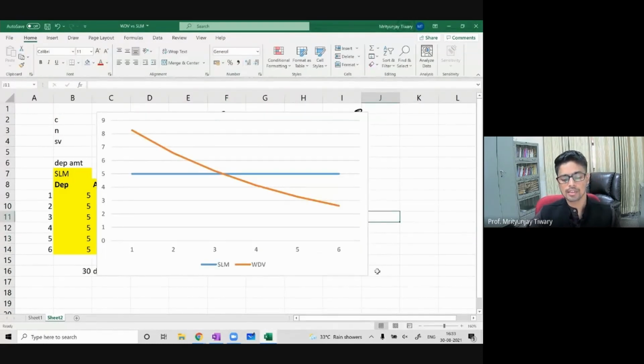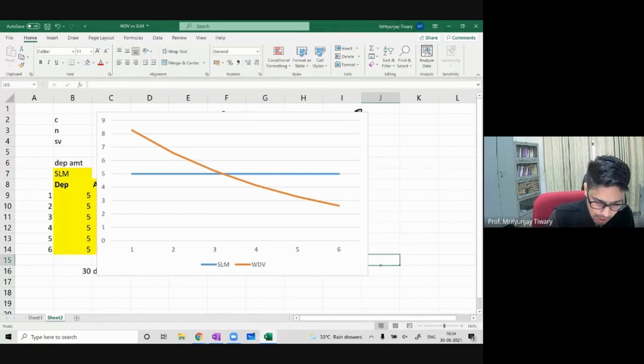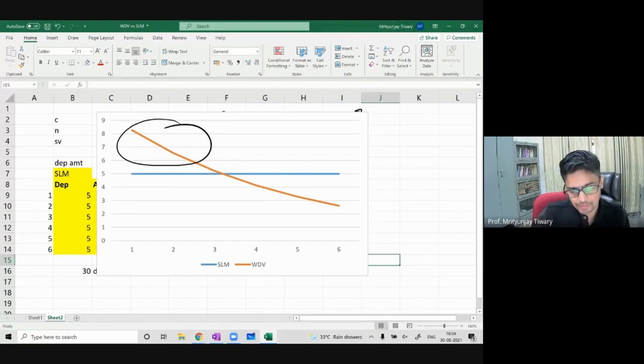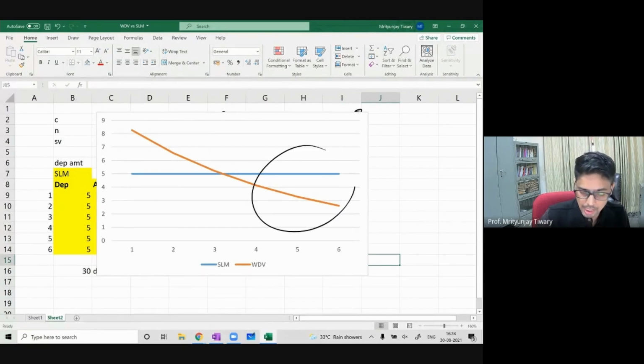So now you see the comparison between WDV depreciation versus SLM depreciation. In the first half of the asset usage, the WDV depreciation expense is higher as compared to SLM. But WDV not only falls, it keeps on falling, and because of that, in the later half of the usage of the asset, the value of depreciation under WDV reduces below the level of SLM.